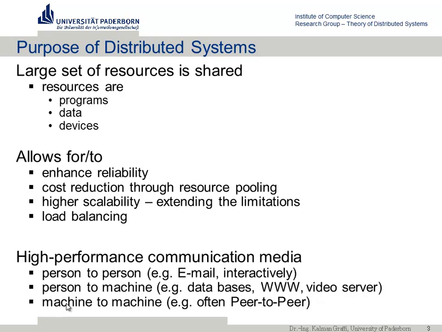We will see how high-performance communication also changed from some decades ago. You have person-to-person communication, which had less bandwidth and was less performant in our sense now, to person-to-machine, which came with the World Wide Web, and now more and more machine-to-machine and self-organizing elements are coming in.